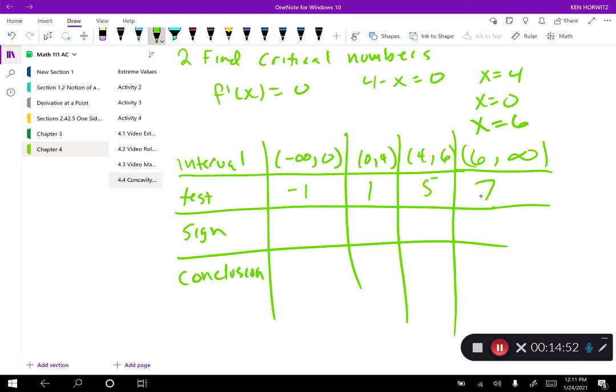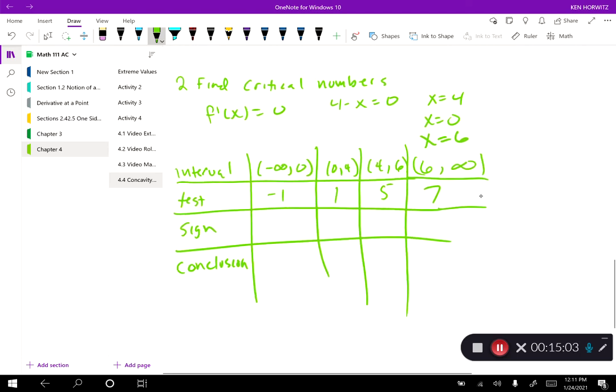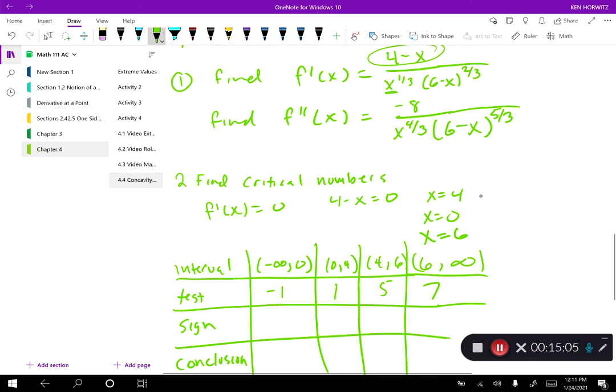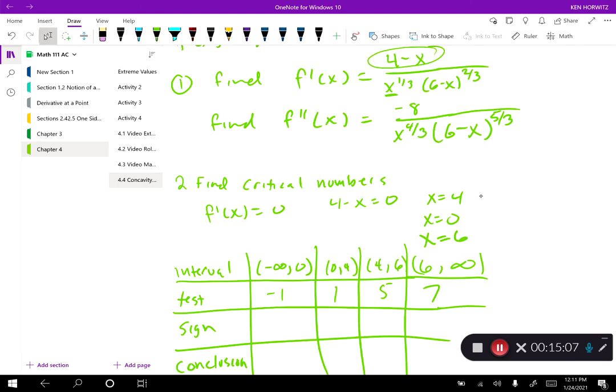Now, in reality, any point in that interval will work fine. But I'm picking numbers that are easy for me that I can plug into my first derivative, which is up here, and test them out. So why don't you do that? Why don't you pause the video for just a minute, test out these numbers, and tell me what signs they generate.